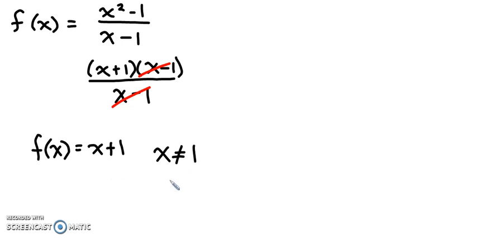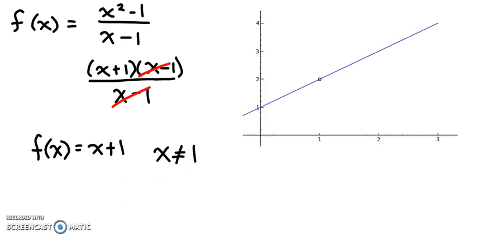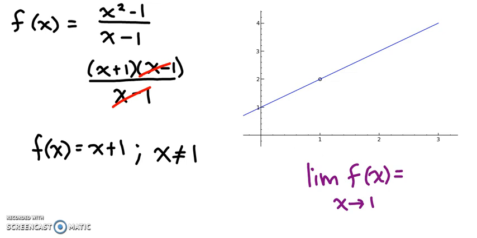So what does the graph look like? The graph is just a linear function, a slope of 1, y-intercept of 1. However, we have that constraint that x cannot equal 1, so we should have an open circle at x equals 1. Now, I want to consider the limit of f of x as x approaches 1. Now, x equals 1 is right about here.